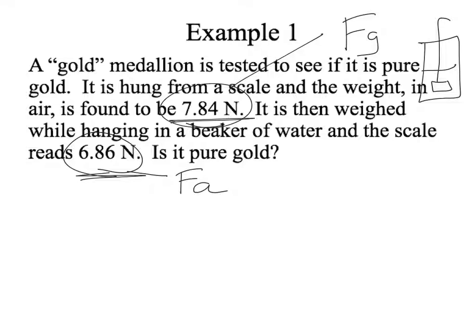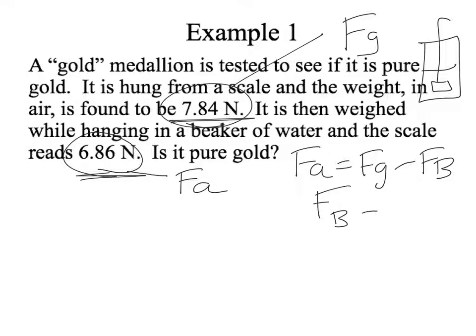So what we can basically do here is to say, all right, well, we know that apparent force is equal to F sub g minus F sub b. So we can go that route, and we can find the buoyant force, and the buoyant force is going to be the difference between those two, so 0.98 newtons.